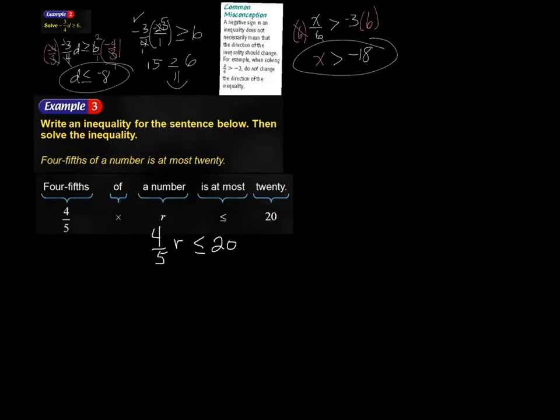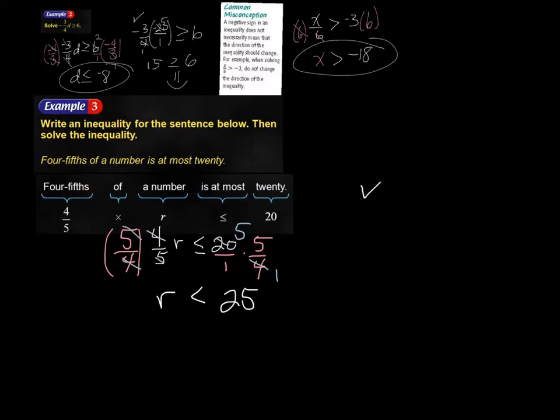So once again, to get rid of a fraction, we're going to multiply both sides by its reciprocal. And we can cancel, and we can cancel. And all I have left is r is less than or equal to 5 times 5 is 25. And it's always a good idea to do a check, so I'm going to check and see if r equals 0 works. So if I do 4/5 of 0, will it be less than 20? Sure.